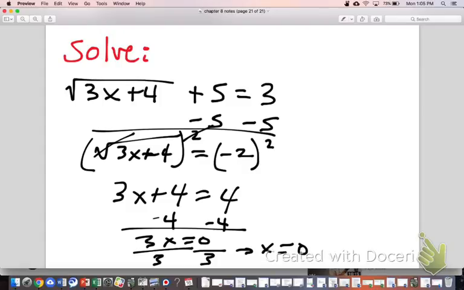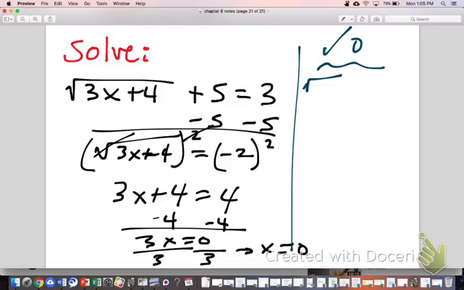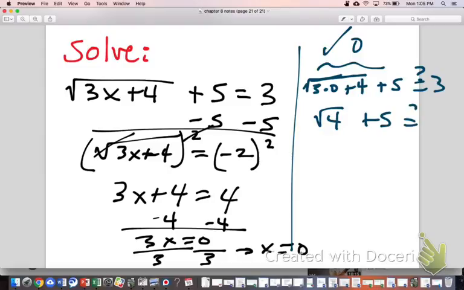And so when I do, checking 0, I'm going to get square root of 3 times 0 plus 4 plus 5 possibly equals 3. And then 3 times 0 is 0 plus 4 is 4. Again, possibly equals 3. This is a 2. And now I can start to see this is not going to work out because 7 does not equal 3.